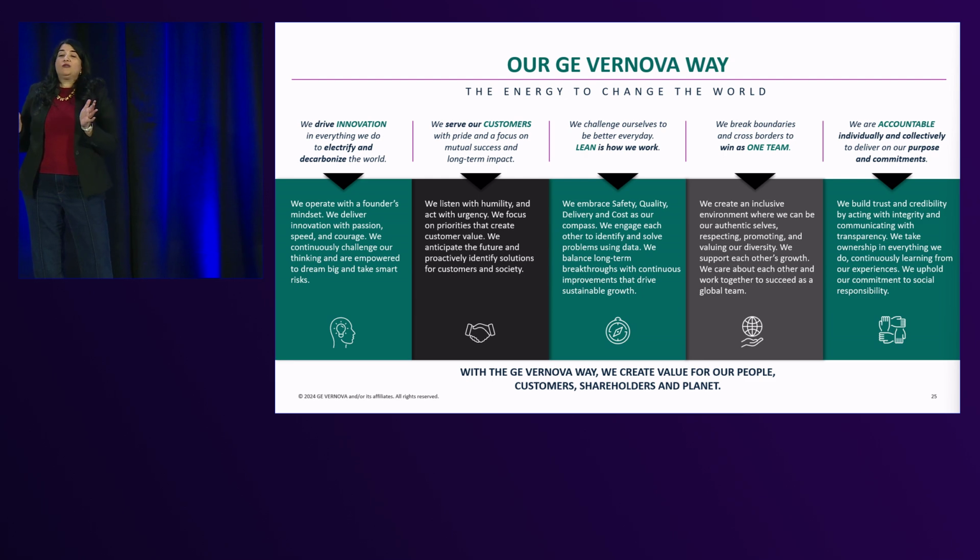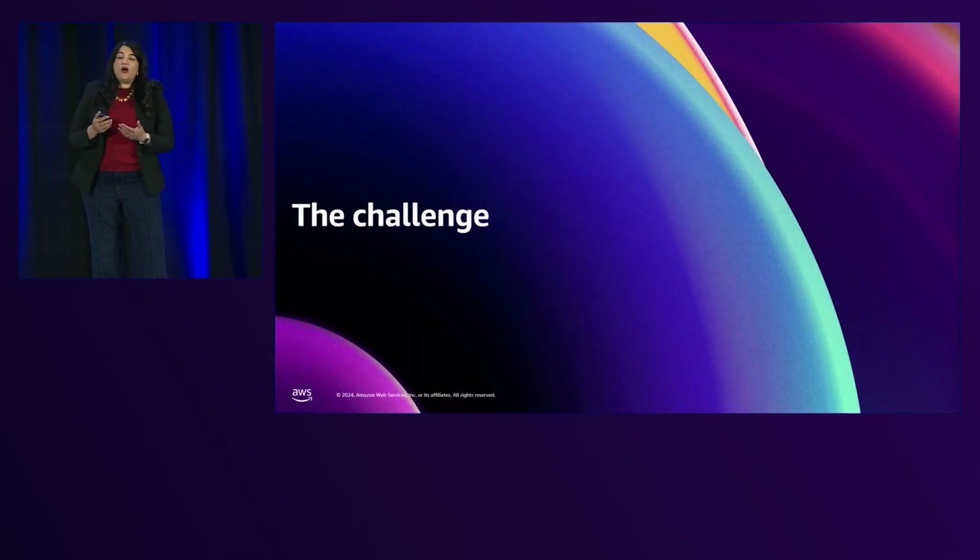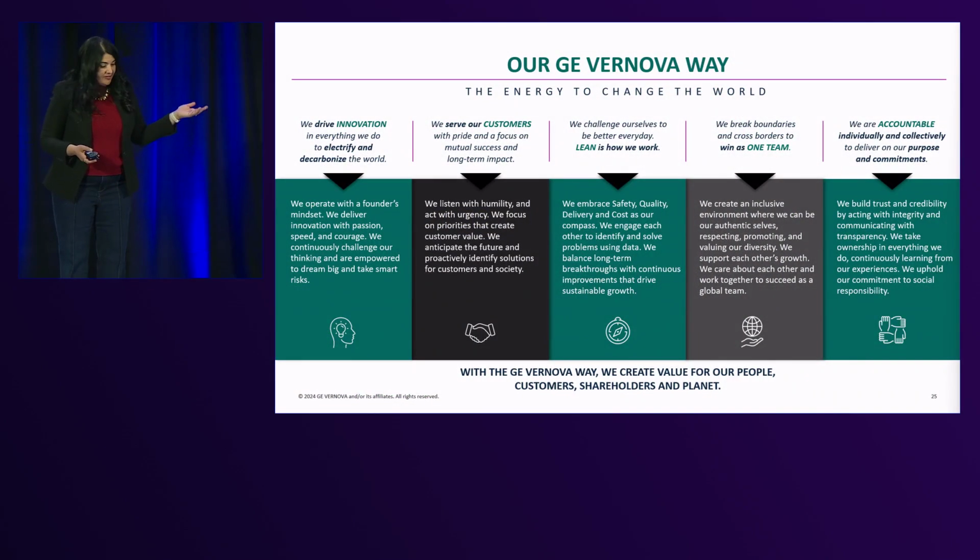Of course, how are we going to do it is important. We do it with the GE Vernova way. We innovate. GE is known for innovation. We work for our customers. Lean is how we work. Throughout my talk, you will see me refer to lean terms. Hopefully, you can take back some of the lean terms as we progress. So lean is how we work.